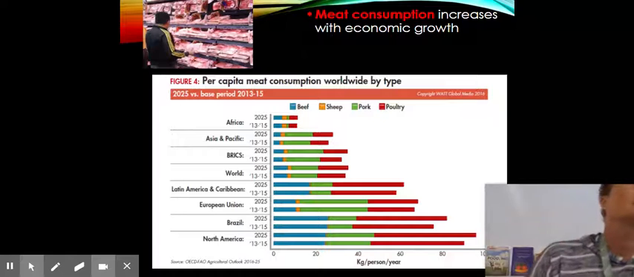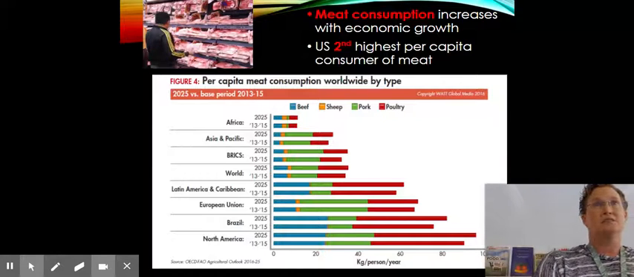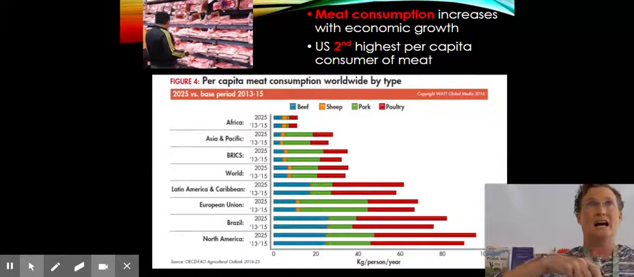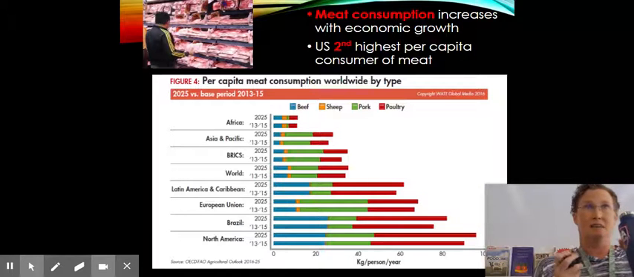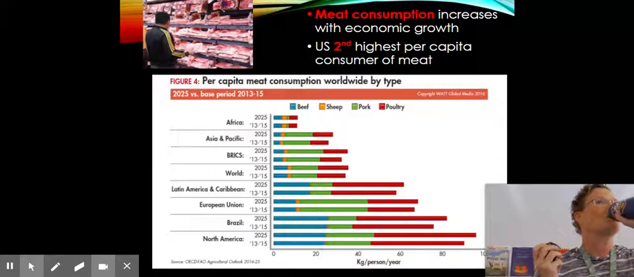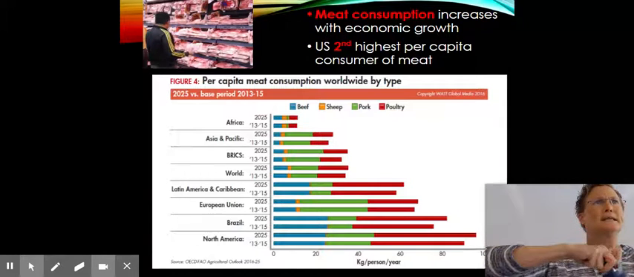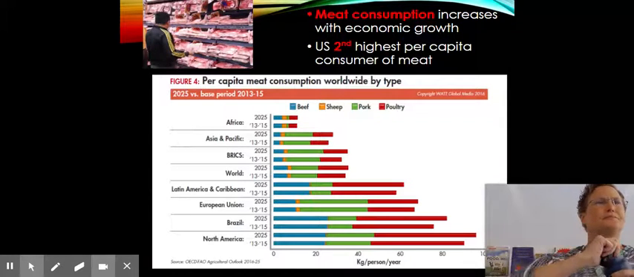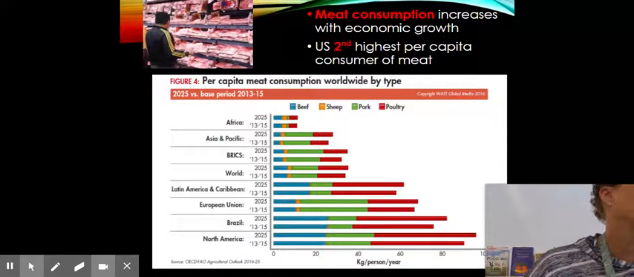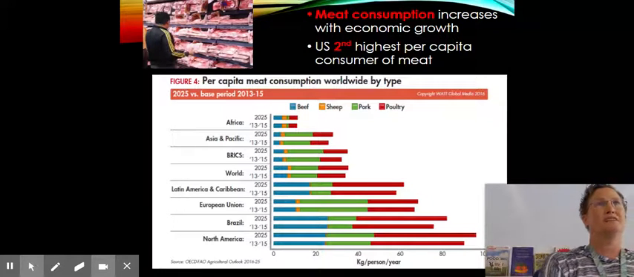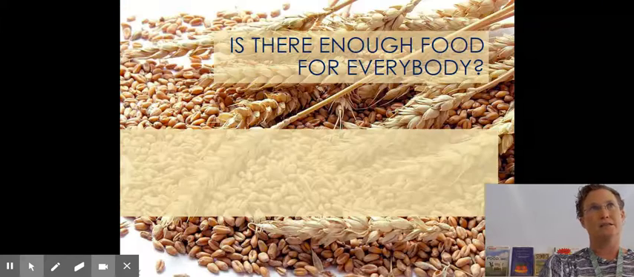So meat consumption increases with economic growth, and the U.S. is the second highest per capita consumption of meat. You can see North America really has a high consumption of meat. Africa has a lower consumption of meat, but these numbers are changing a lot too. Many more people are starting to eat more meat.